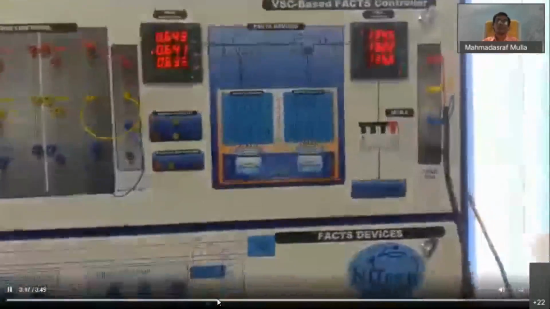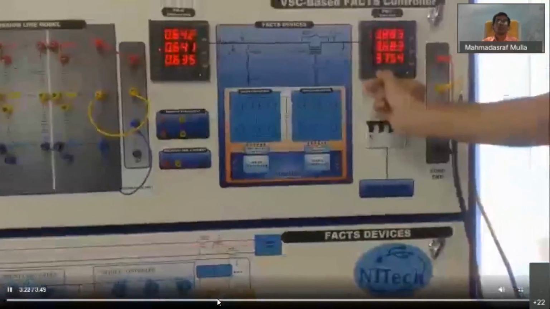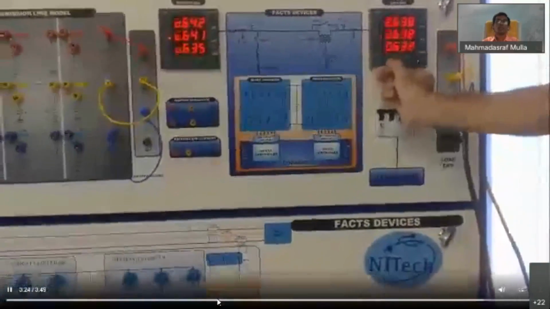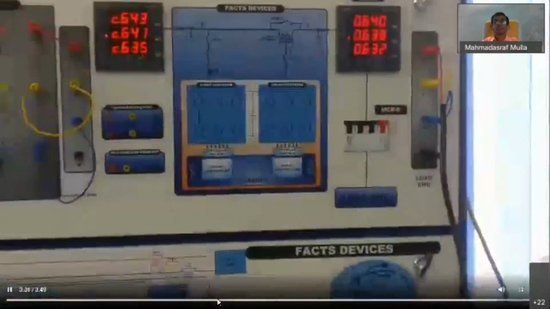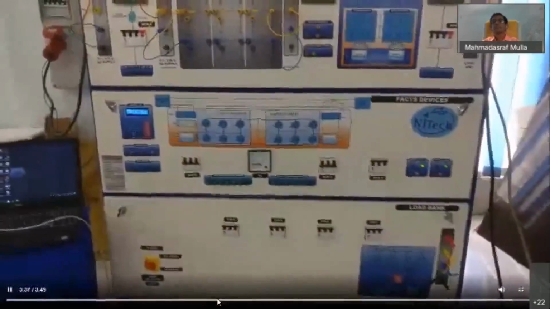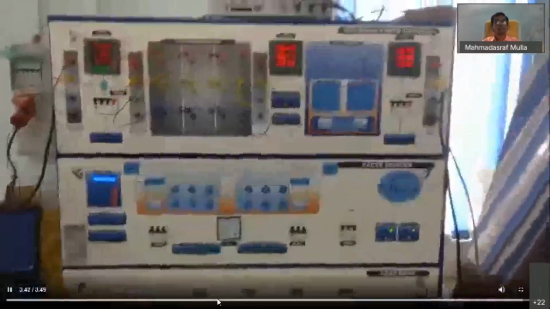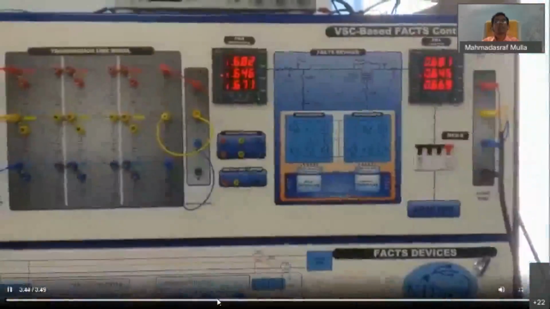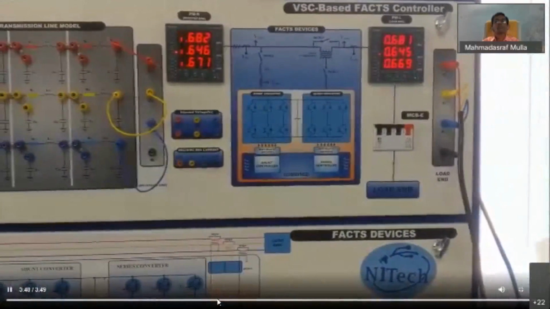The same thing will be displayed on the load side of the meter. If we change, as you can see, capacitive 0.6. If we change the load to RL load, then we will get lagging power factor. So here you can see 0.6 lagging in both the meters.